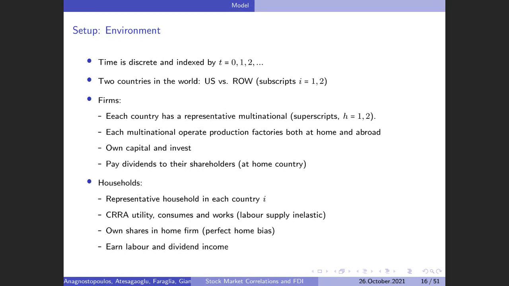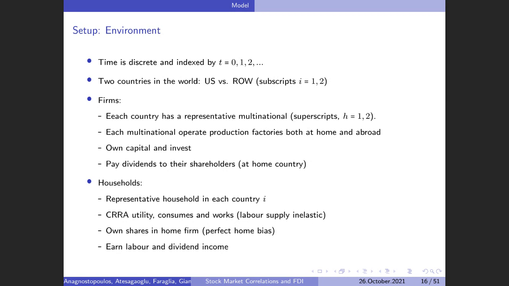Okay, so we have a model. We follow the neoclassical approach. We have a two-country dynamic stochastic general equilibrium model and asset pricing model. Time is discrete and denoted by small t equal to 0, 1, 2. We have two countries, US versus the rest of the world.